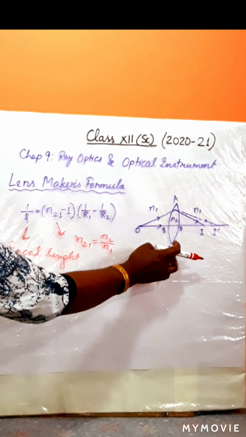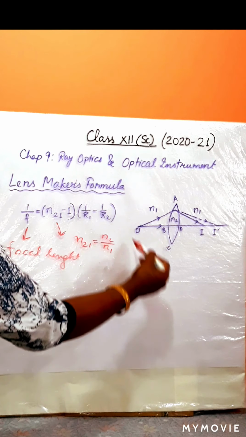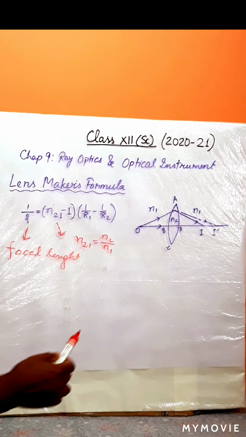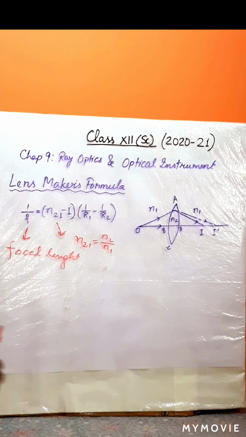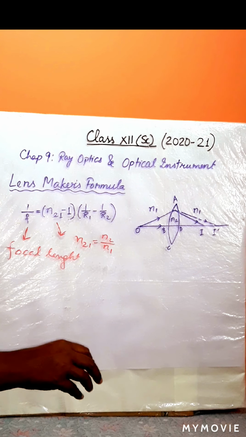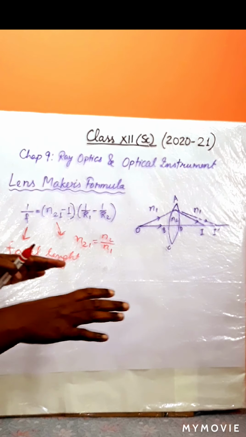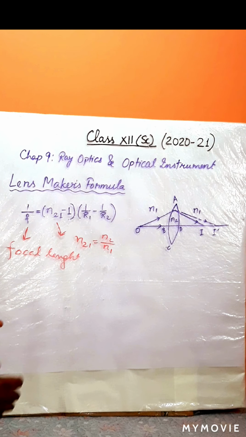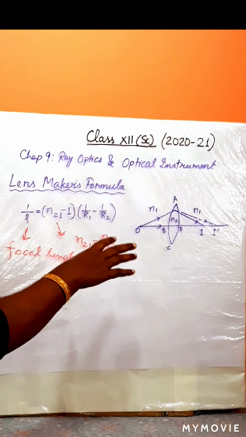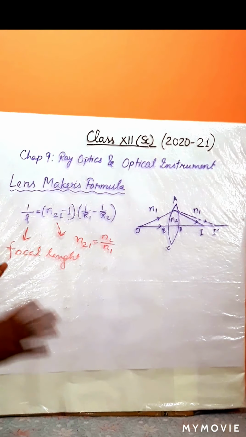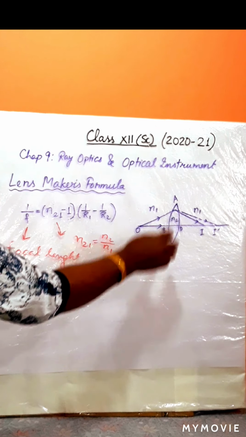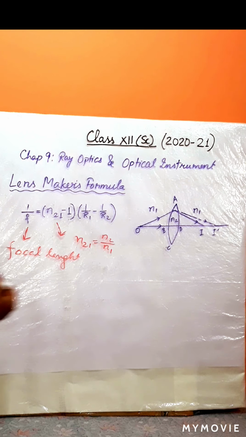It's a convex lens. N1 is the refractive index of the surrounding medium. The surrounding medium may be water. That means if we place the lens in water, then the surrounding medium will be water. If we place the lens in air, then the surrounding medium will be air. Then N1 is the refractive index of the surrounding medium, and N2 is the refractive index of this lens.